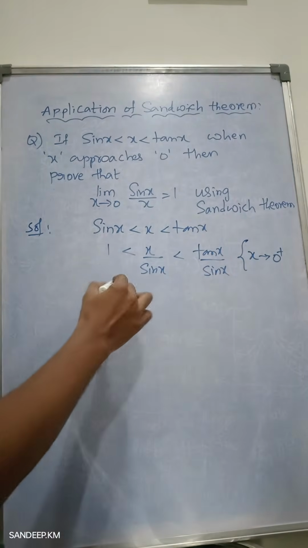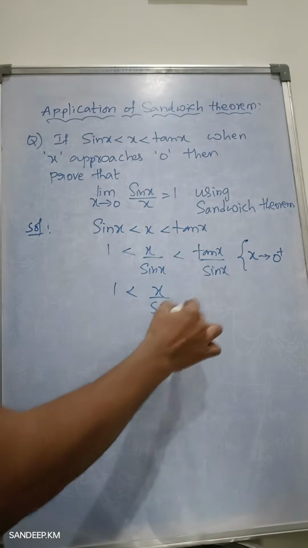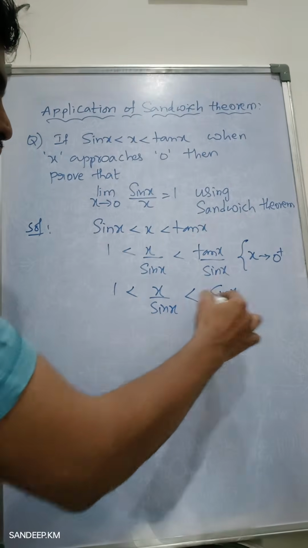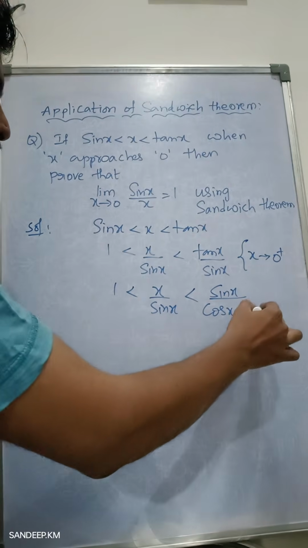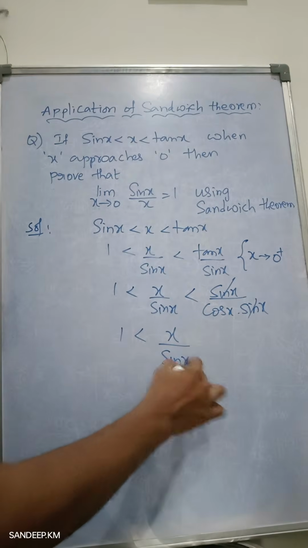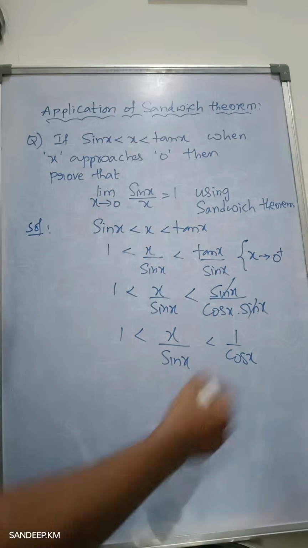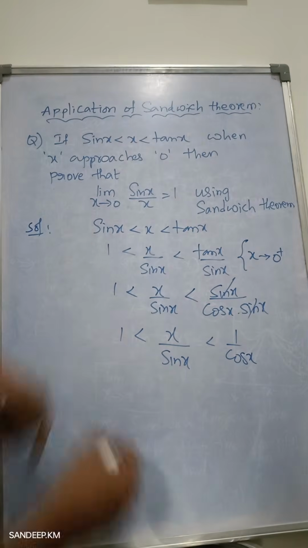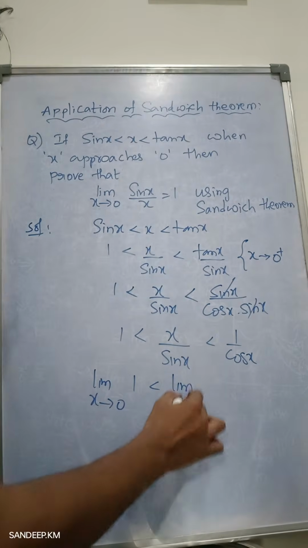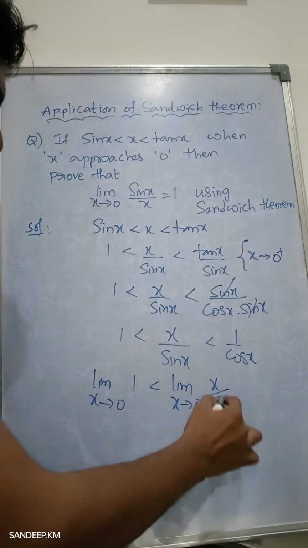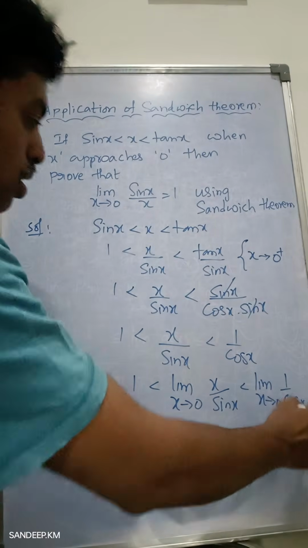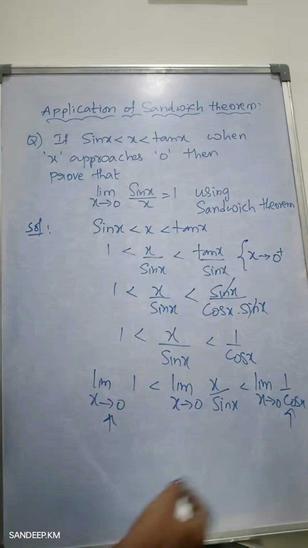Next, 1 less than x by sin x less than, we know that tan x is sin x by cos x, and when you substitute this, in the denominator we also have sin x, and sin x cancels. We can say that 1 less than x by sin x less than 1 by cos x. Now what I am going to do is apply limit x approaches 0 here: limit x approaches 0 of 1, less than limit x approaches 0 of x by sin x, less than limit x approaches 0 of 1 by cos x. So here and here it's easy to find the limits, correct?